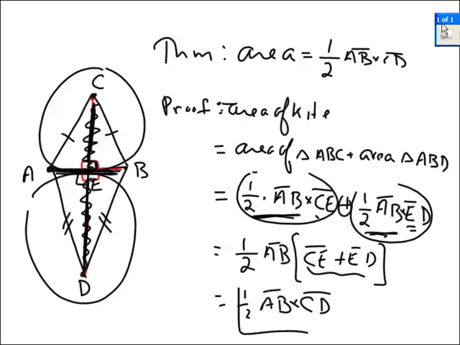But that's exactly what I said the area would be: 1/2 times one diagonal times the other diagonal. You multiply the two diagonals, you divide it by 2, boom, you have the area. It's really as simple as that. Just multiply the two diagonals, divide that product by 2, and you are done. You now have the area.